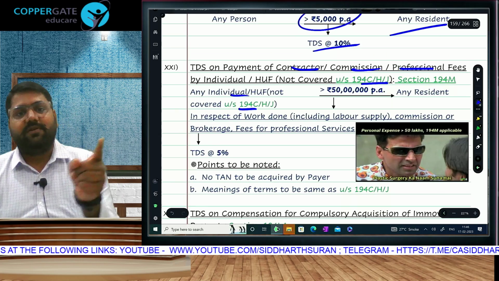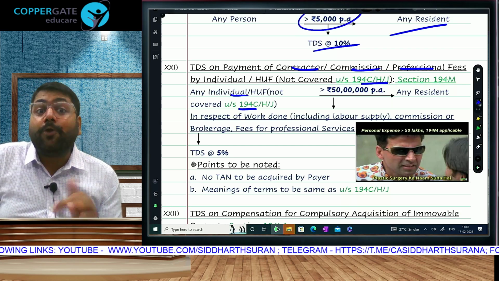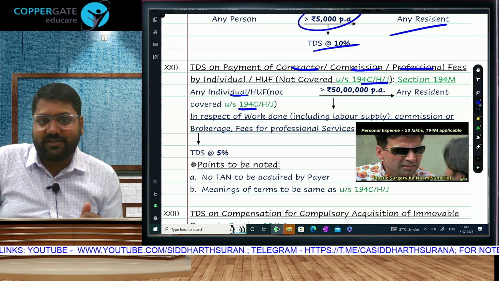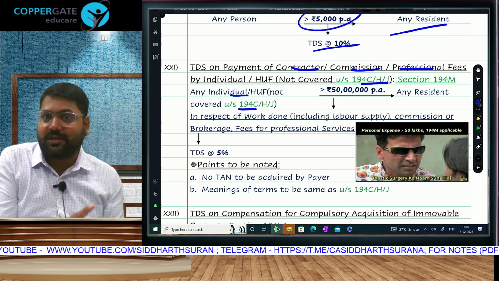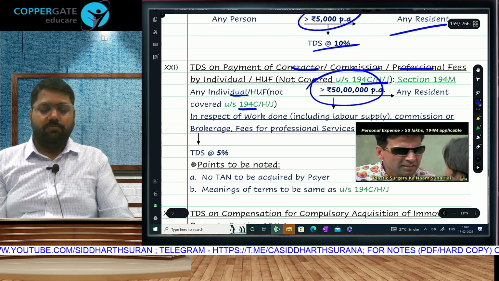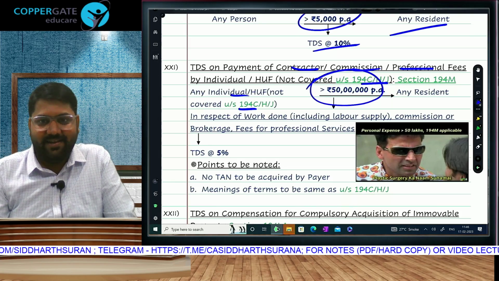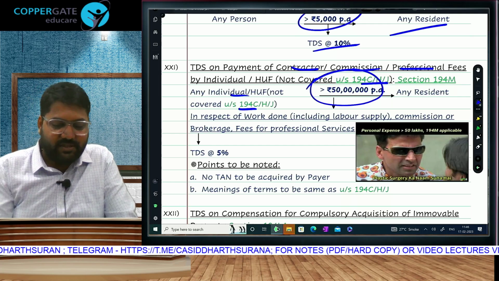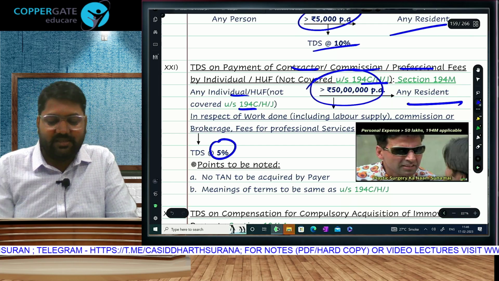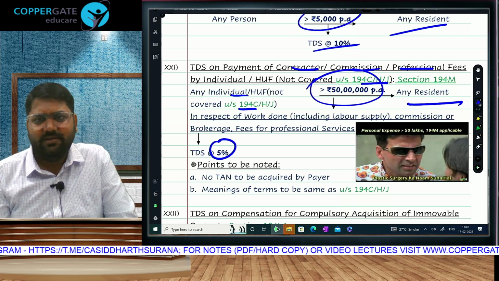payer is not covered. Now when will the payer not be covered? Either the turnover is less than the limit given, or it is personal payment in contractor and professional fees, then those transactions are not covered in 194C, H, J, and you are making such a big payment, more than 50 lakh rupees, like plastic surgery, you have heard the name. So in respect of such transactions, 5% TDS if there is payment.